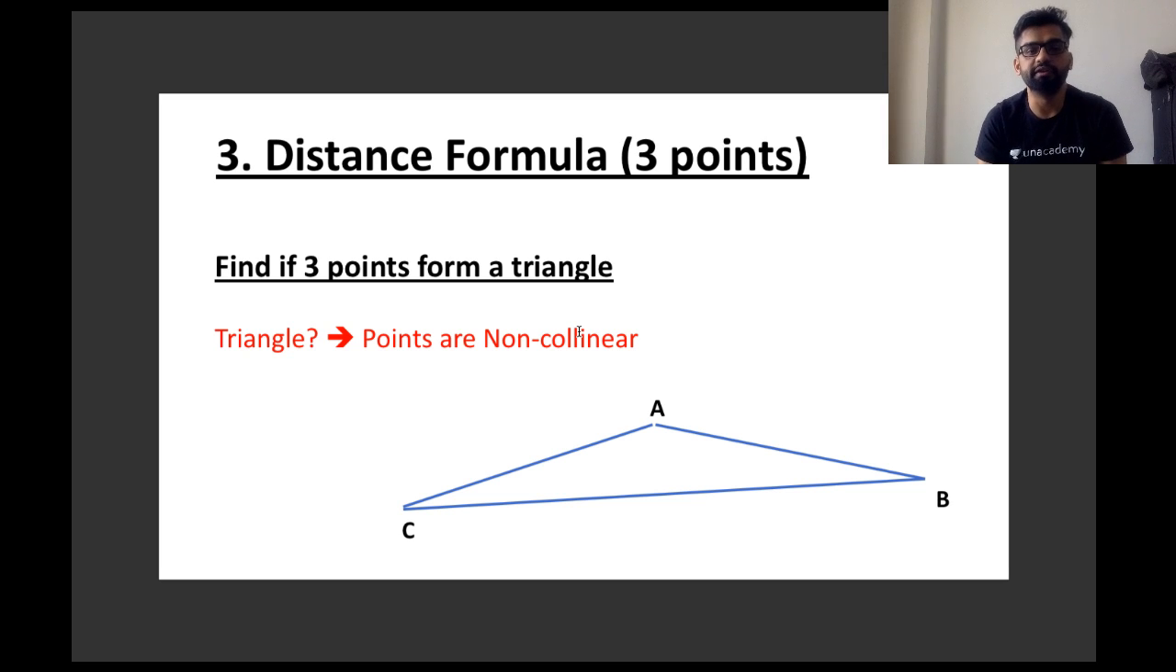Distance formula, 3 points. Find if 3 points form a triangle. Now, when will 3 points form a triangle? When these 3 points are not collinear. Therefore, they don't lie on the same line. A triangle is only formed by 3 points, with these 3 points as vertices, if and only if these 3 points are not collinear.